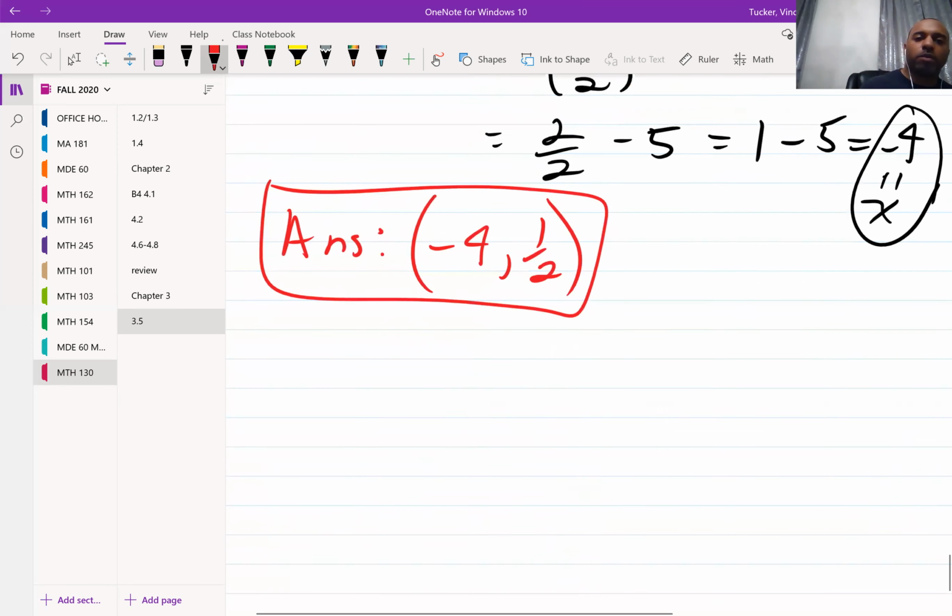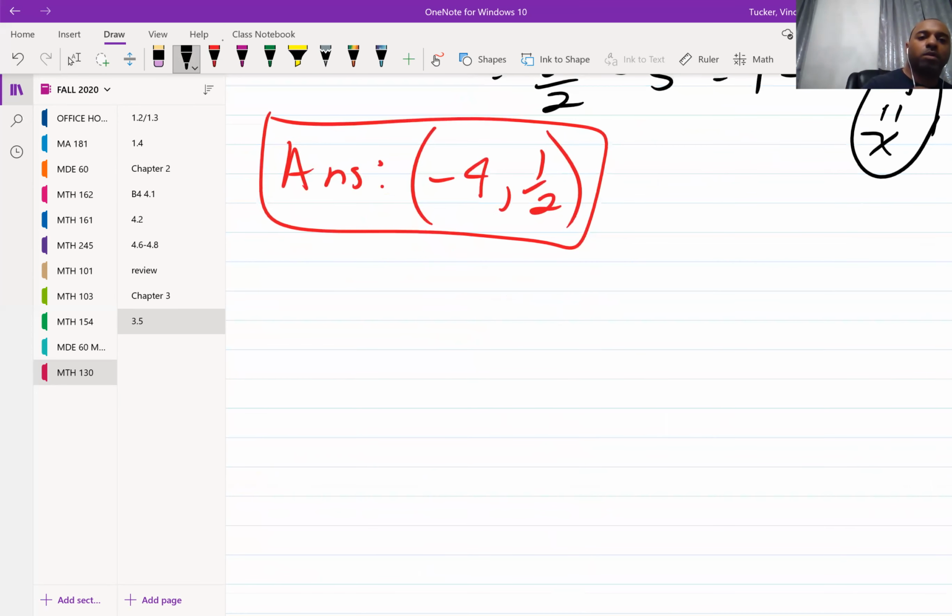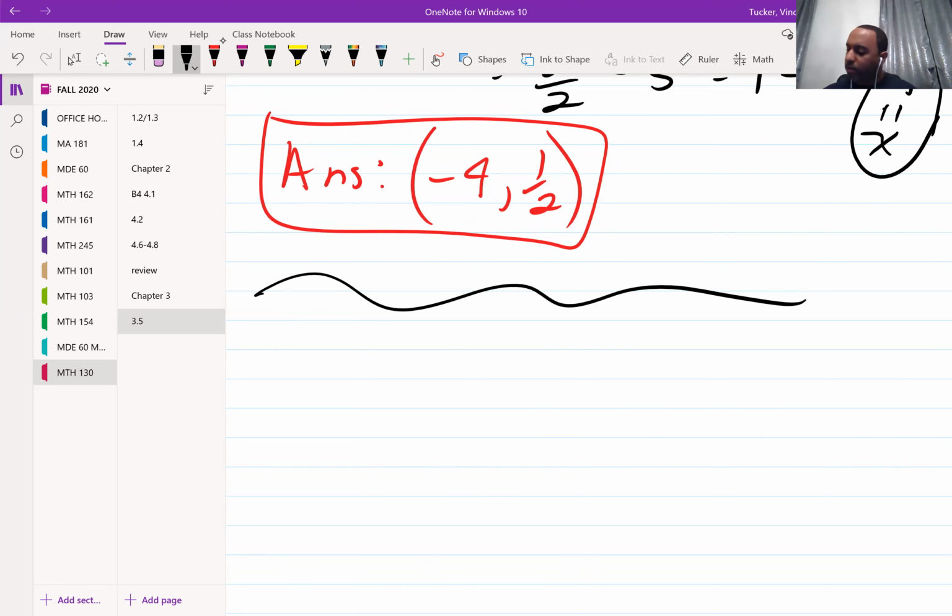Let's look at another one that's similar to what we just did. Trying to find a good one.